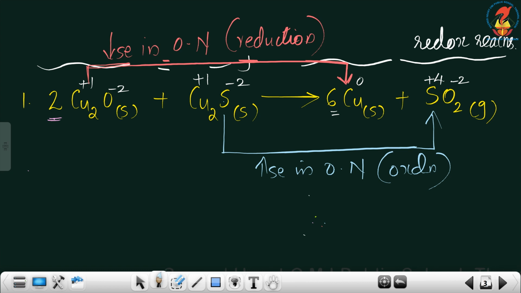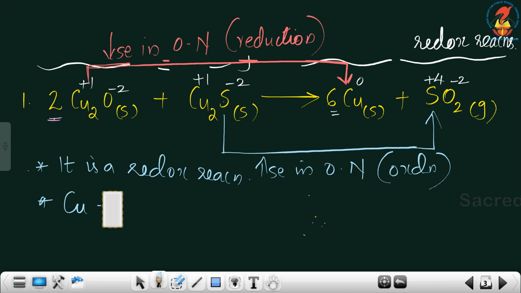So there is reduction as well as oxidation. So we can say that it is a redox reaction. Why is it a redox reaction? How can we say that it is a redox reaction? Copper, what is the change in oxidation number? Copper, the oxidation number changes from +1 to 0.